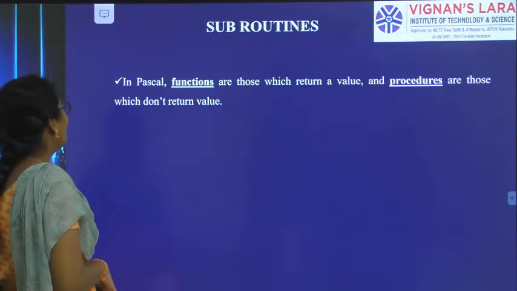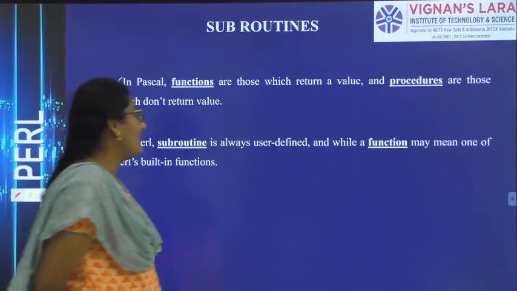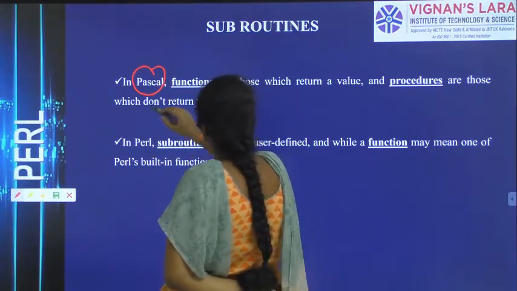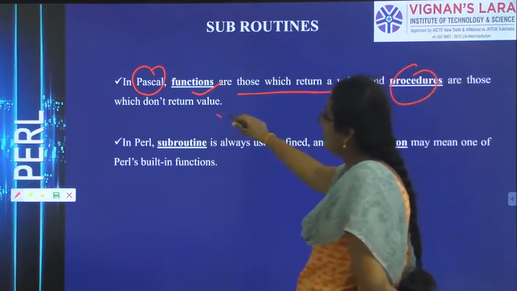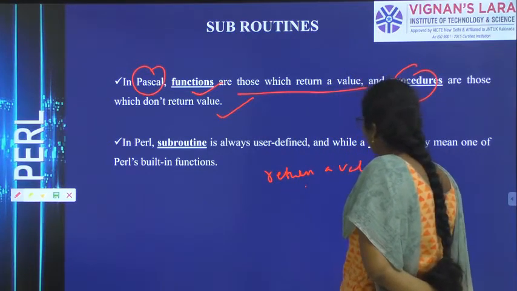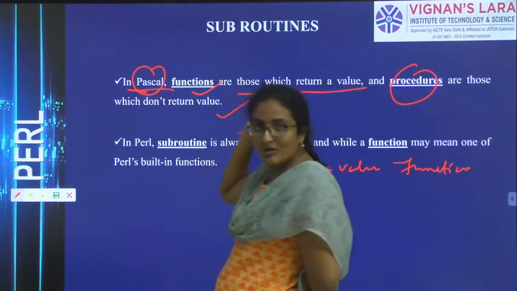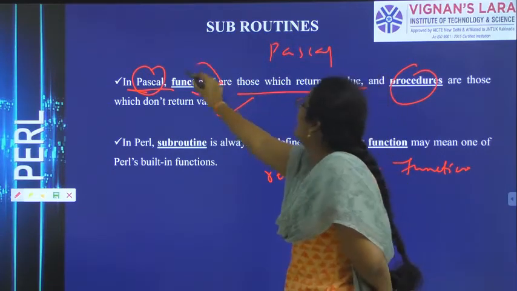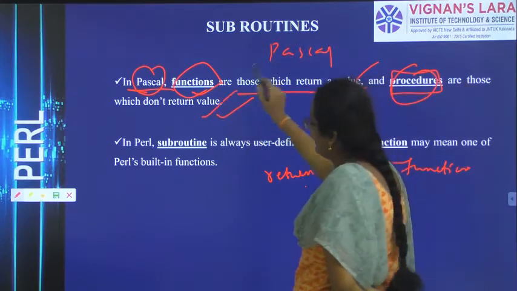So next let us see what a subroutine is. As I told you, Perl is one kind of programming language. Pascal is also a kind of programming language. In Pascal, functions are those which will return a value. Procedures are those which will not return a value. If we are returning a value, it is a function. I am talking about Pascal programming. In the Pascal programming language, a function is nothing but something which will return a value. A procedure is nothing but something which will not return a value.